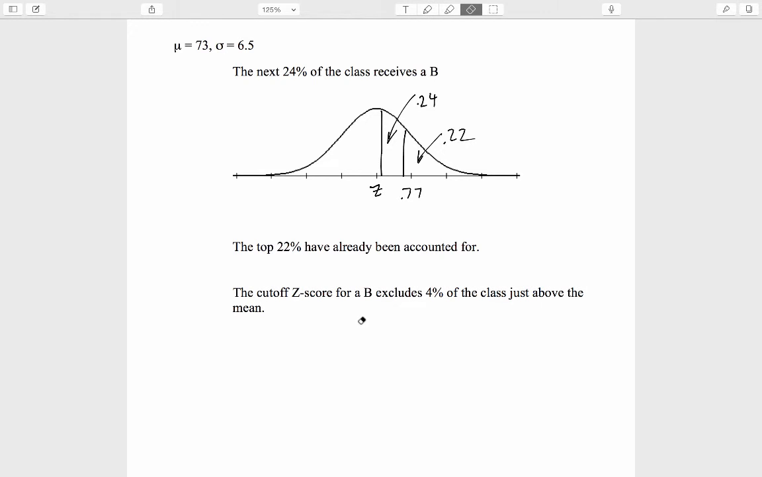In particular, the cutoff z-score for a B excludes 4% of the class that's just above the mean. The A's and the B's together account for 46%. That leaves 4% before we get down to the mean. When we go to the table and look inside the table for 0.04, we come up with z equals 0.10. Thus, the cutoff exam score for a B is 73, the mean, plus 0.1 measuring sticks, and that's 73.65, really just a tiny bit above the mean.